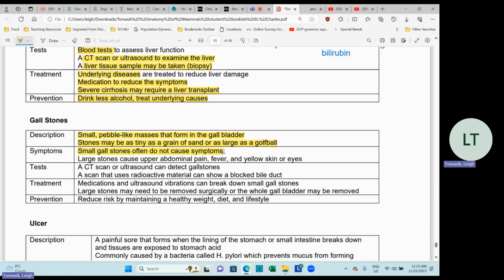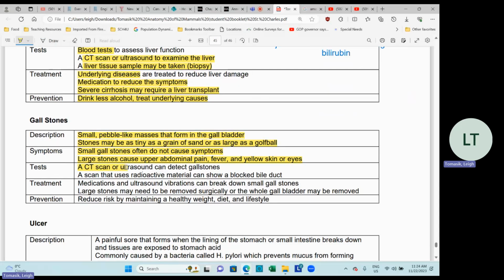But if they get larger, they can prevent the bile from leaving your gallbladder and it will swell up and you will be in a lot of pain. So, large stones can cause upper abdominal pain, fever, and yellow skin or eyes, right? The yellow skin and eyes is because whatever has impacted your gallstones has probably also impacted your liver.